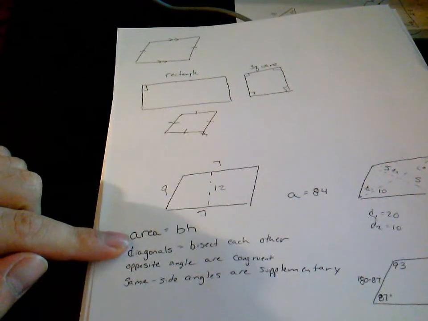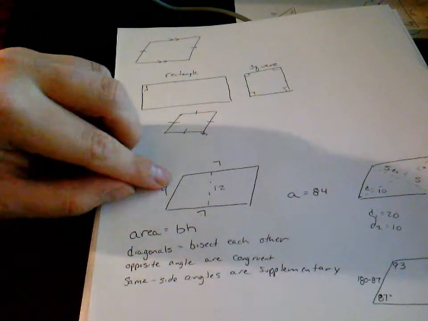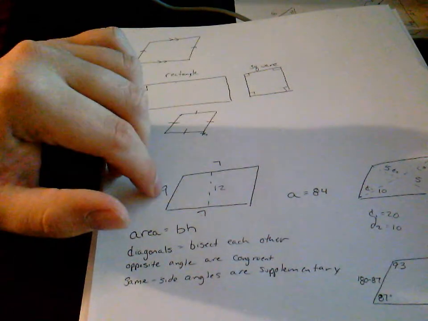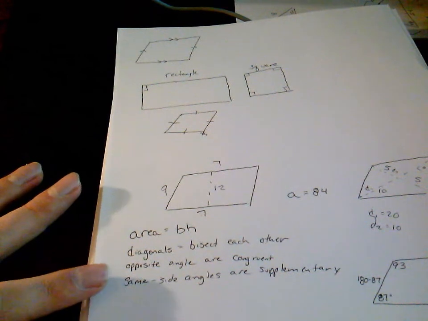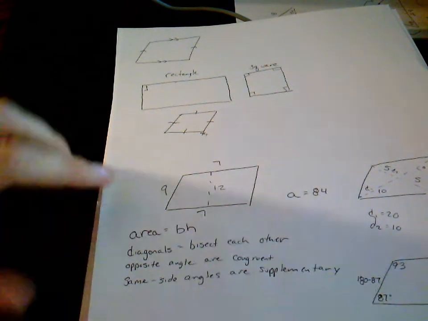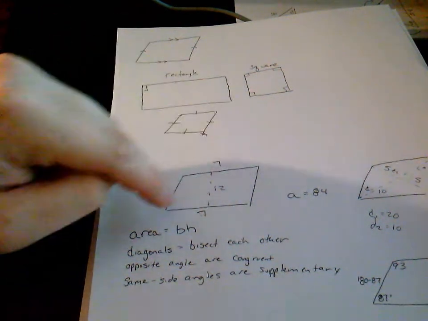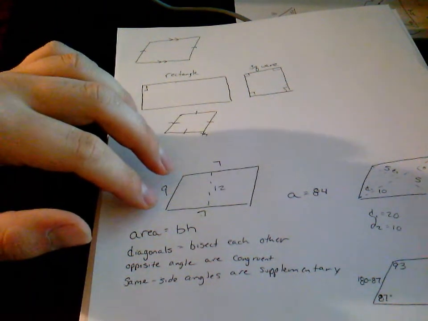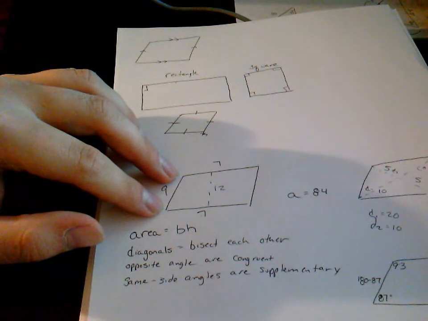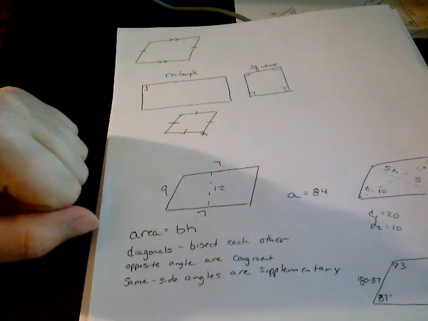Diagonals bisect each other. What bisect means is they cut each other in half. Opposite sides are congruent, meaning if you have one side, the other side is the same length. And then finally, opposite angles are congruent, meaning these two angles are congruent. And same side angles are supplementary, or add up to 180 degrees. So these two would add up to 180 degrees.